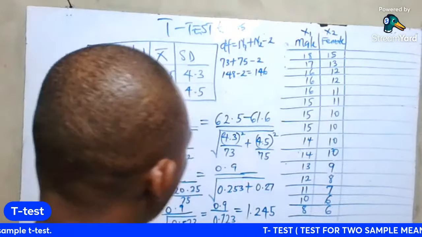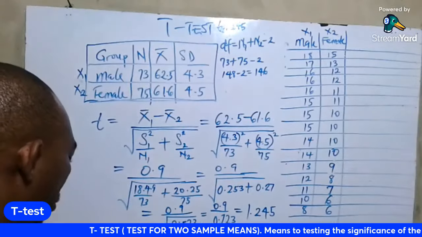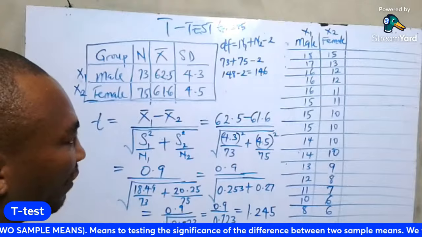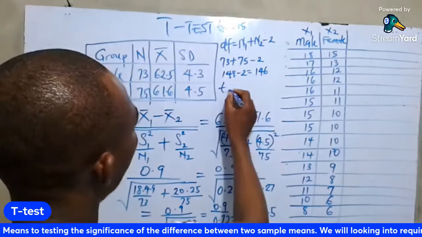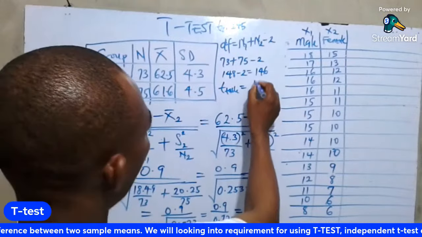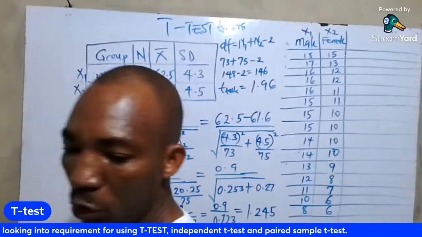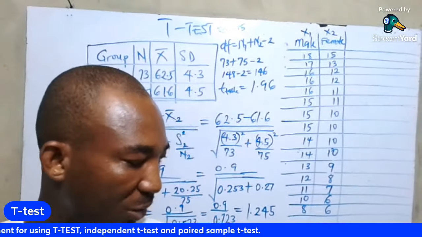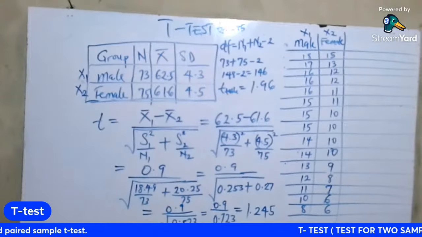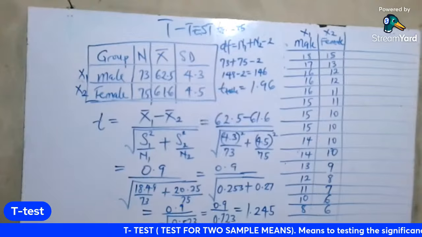So if my degree of freedom is that, if I go to my table and check under 0.05, 0.05 level of significance, my T table, let me put it like that. My T table now will be 1.96. Now between these two, I want to use another thing to differentiate between them, so that we see the difference between the two.